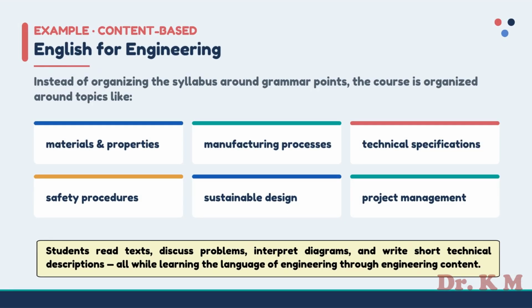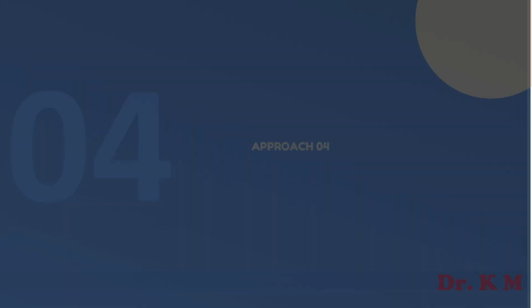Example of content-based ESP. In English for engineering, instead of organizing the syllabus around grammar points, the course might be organized around topics like materials and properties, manufacturing processes, technical specifications, safety procedures, sustainable design, project management. Students would read texts, discuss problems, interpret diagrams, and write short technical descriptions, all while learning the language of engineering through engineering content.